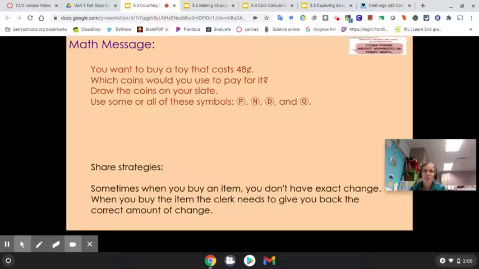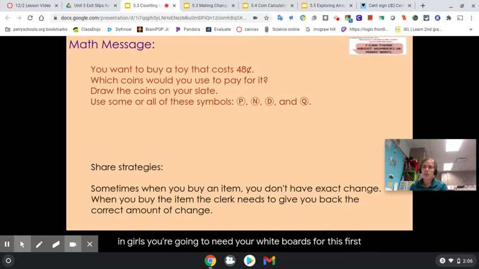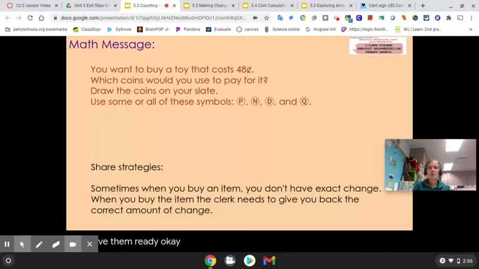Hey boys and girls, you're going to need your whiteboards for this first part of the lesson, so go ahead and grab them out. You can click pause until then, and then play when you have them ready. Okay, so look at the problem on the board.